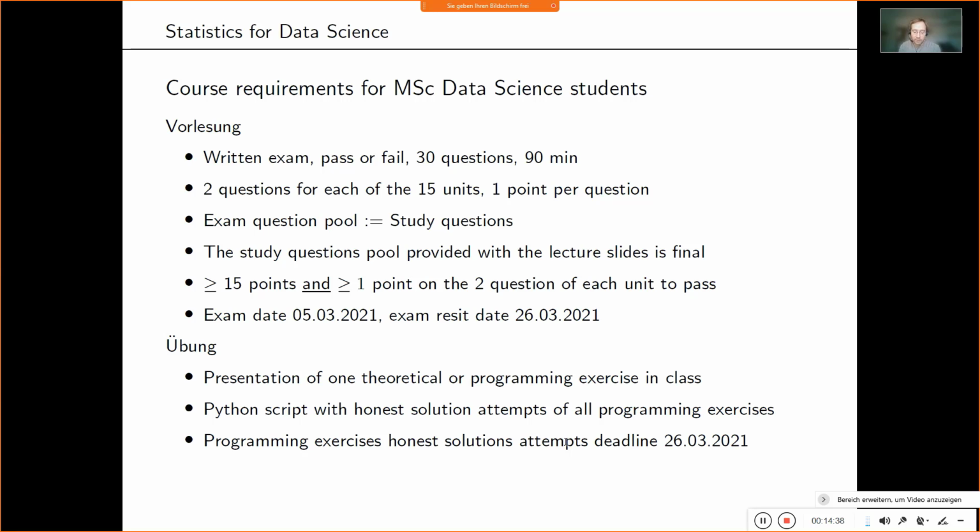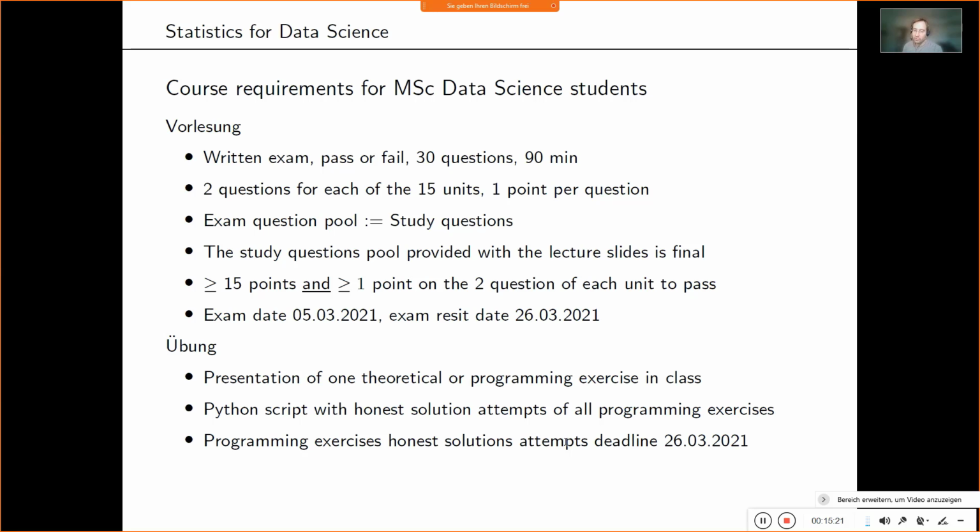The study questions are also very similar to the study questions from last year, so you already have them. If you go to the exercises of last year's course, you have all the study questions, and in essence you actually have more study questions there than you will have this year, because certain sections don't come up anymore. With regard to pass or fail, you need equal to or more than 15 points out of the 30, and you need to have at least 1 point out of the 2 questions of each unit to pass. This is of course to make sure that you study all sections and not only the first 7.